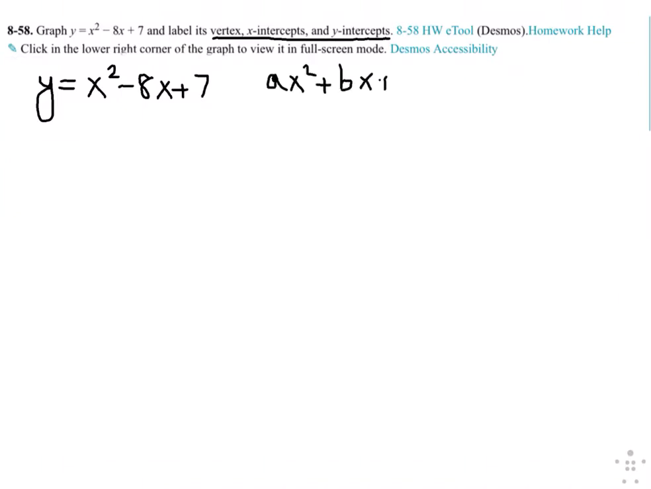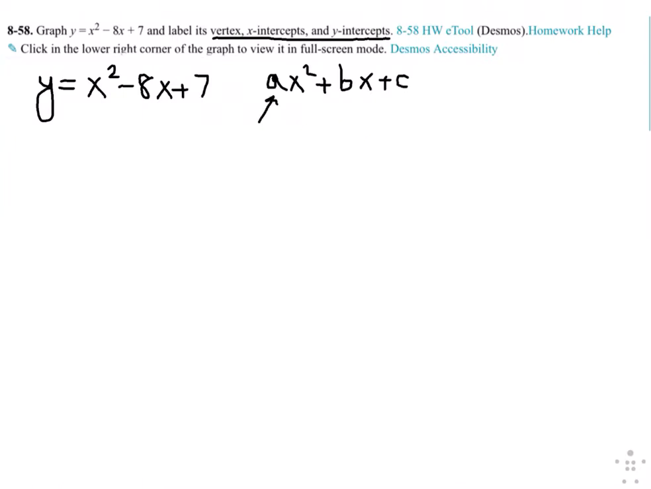Okay, so they want us to graph this and list the vertex, x and y intercepts. Let's write this down to see what we know about this. So x squared minus 8x plus 7. Right away we know that a is 1, if this is written in the form ax squared plus bx plus c.